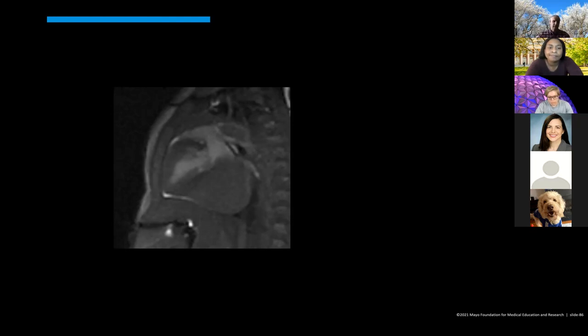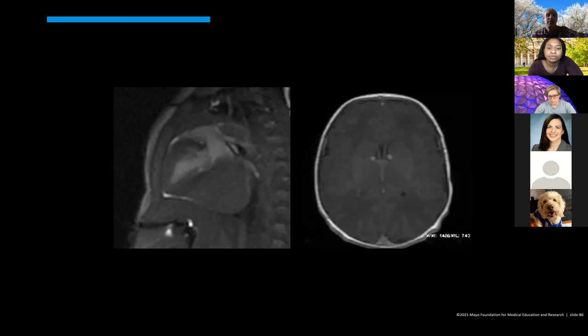And so this mass, it's quite exophytic, but it's primarily arising from the myocardium. And in patients that are this young, there's really just a couple things in the differential, particularly for intramyocardial masses. The most common are going to be rhabdomyomas and fibromas. But really the answer is going to be made when they show you the MRI of the brain.